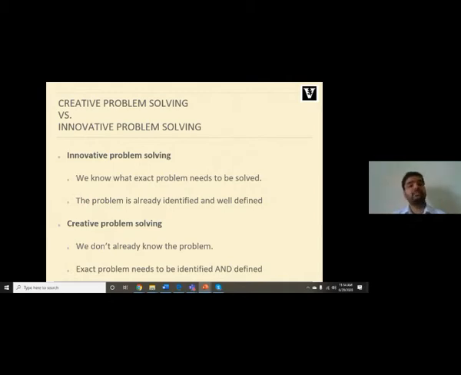Whereas in creative problem solving, it's not the case. In creative problem solving, we have to explore and identify what the problem is, what needs to be solved, and then we have to define the problem properly. And after we have a crisp, specific definition of the problem, only then do we have the opportunity to solve it. So without a problem, we don't have solutions.